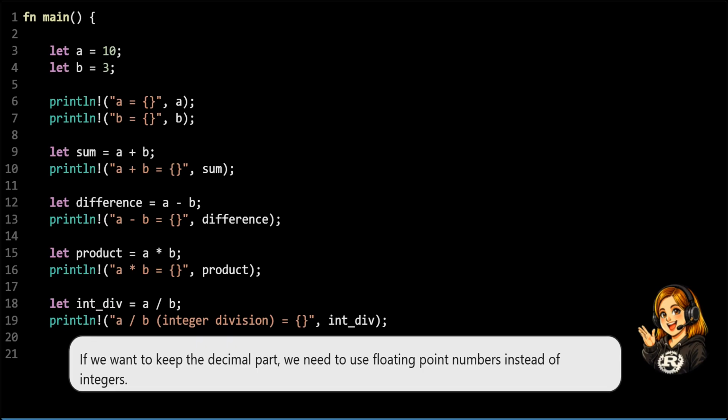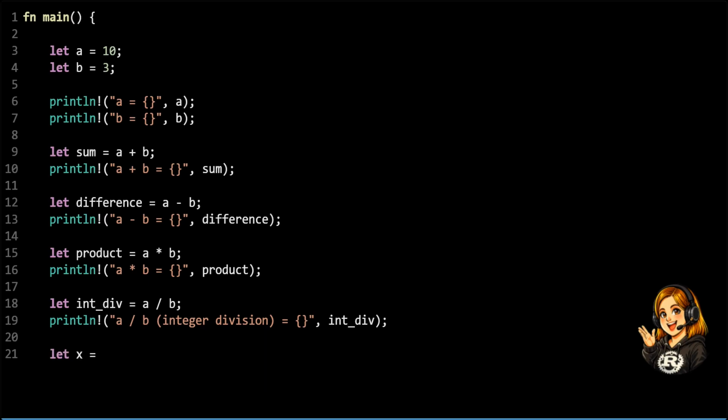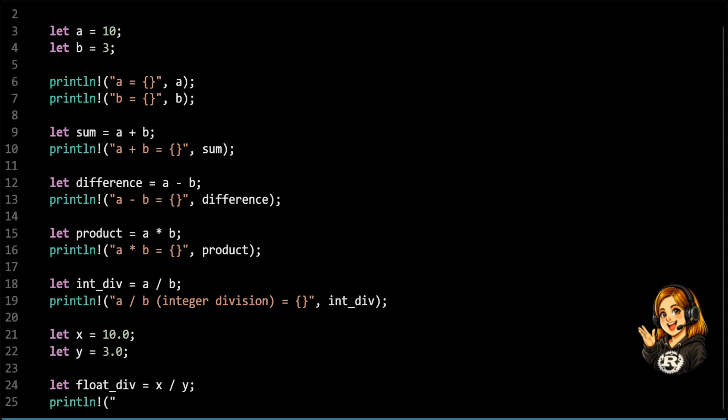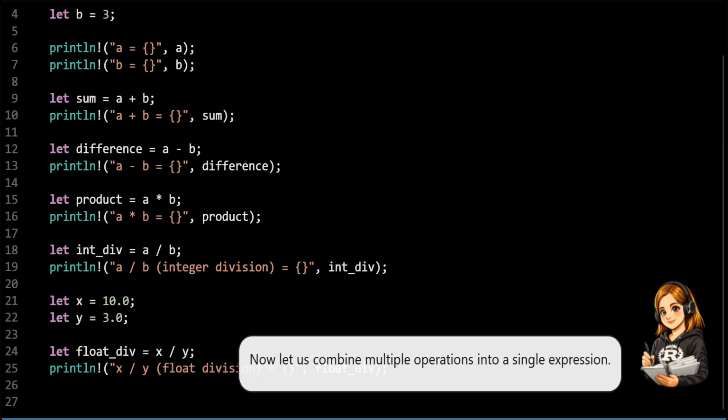If we want to keep the decimal part, we need to use floating point numbers instead of integers. This time, the result keeps the decimal value, so you will see something like 3.333333 in the output. Now let us combine multiple operations into a single expression.